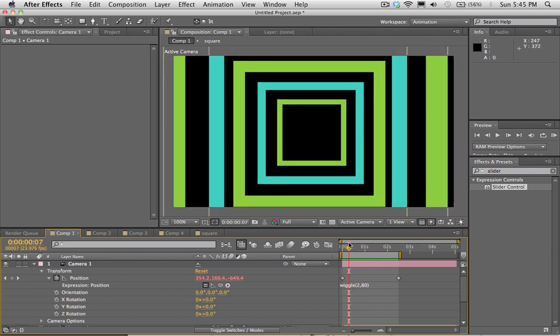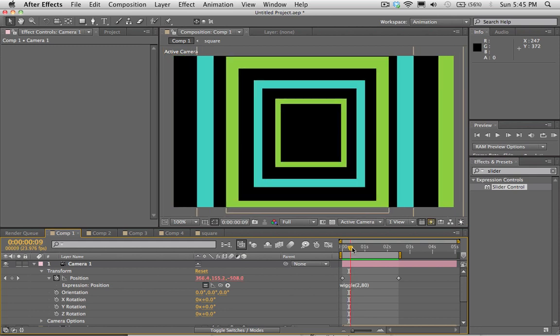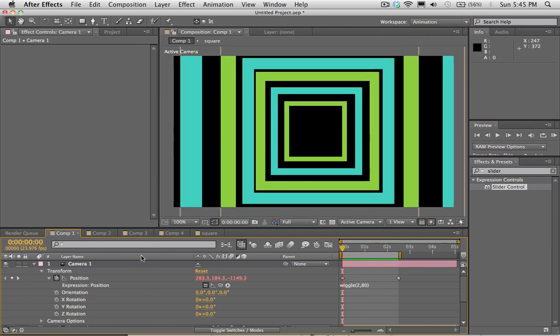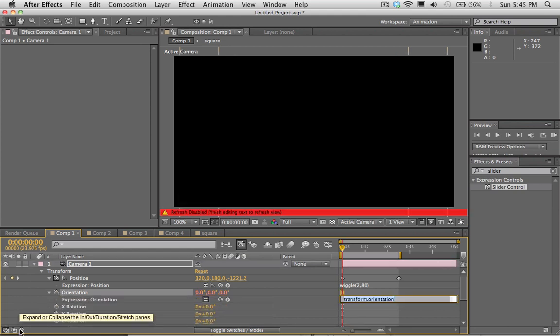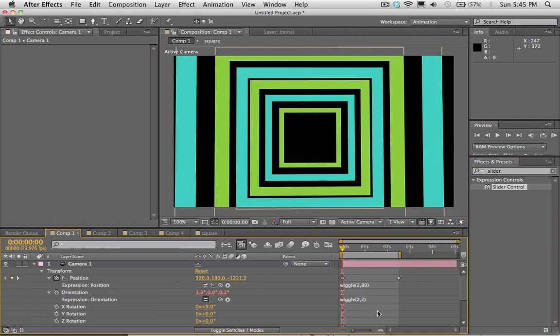So I came up with this idea, and I'm sure I'm not the only one, but I just happened across it by chance. I'm going to turn off this expression right now, and I'll show you guys what I found. So if I hold Alt and click on orientation, we're going to do the same type of expression. I'm going to type in wiggle. I'm going to do a different number. It's got to be smaller this time. I'll go like 2,2 and close parentheses and then go.